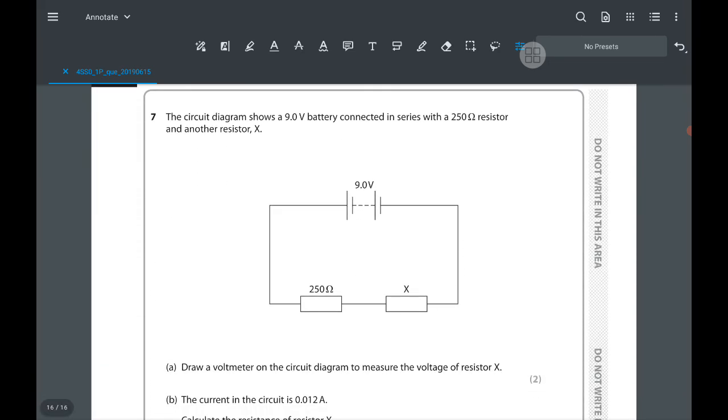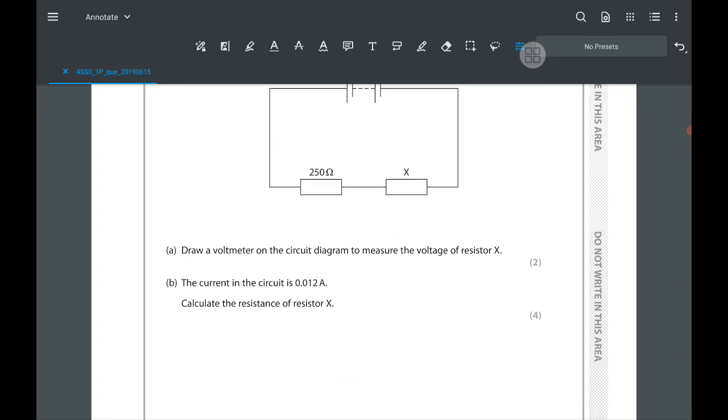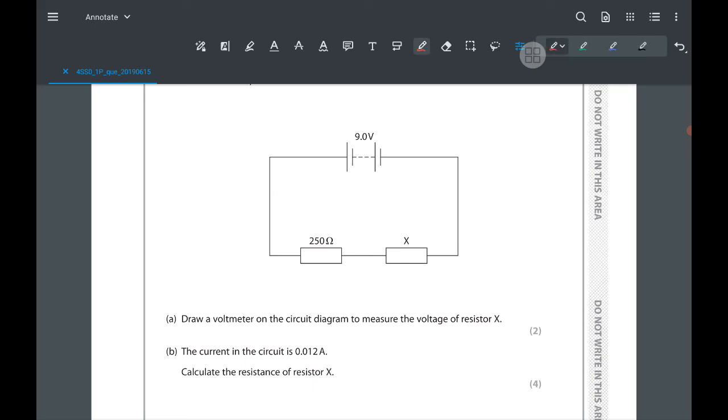Seventh question, the circuit diagram shows a 9 volt battery connected in series with 250 ohm resistor and another resistor X. Draw the voltmeter on the circuit diagram to measure the voltage of resistor X. Now we need to measure it here, so the voltmeter should be connected like that. The current in the circuit is 0.012 amperes. Calculate the resistance of resistor X.